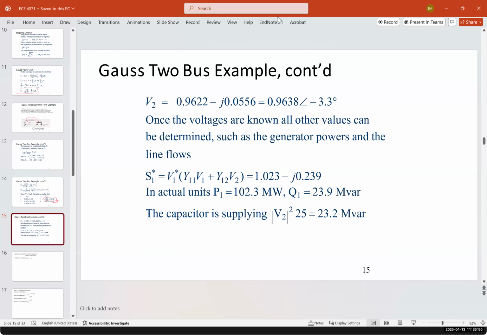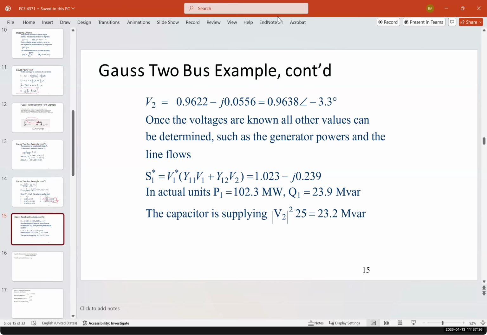Now, we can convert that complex number to phasor mode. Once the voltages are known, all other values can be determined, such as the generator powers and the line flows. So in this case, S1 conjugate is going to be V1 conjugate times Y11 V1 plus Y12 V2, which gives us the power of the first bus. By the way, this covers all the impedances and generators connected to bus number 1, and we can do the same thing for bus number 2.